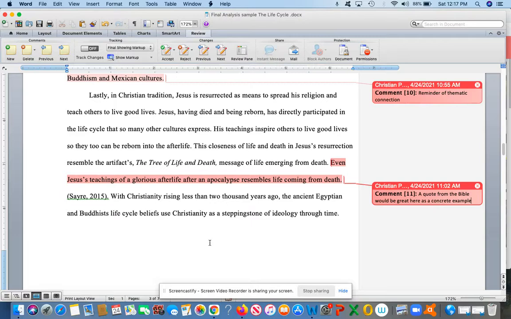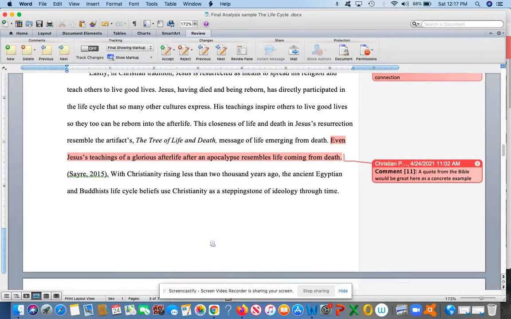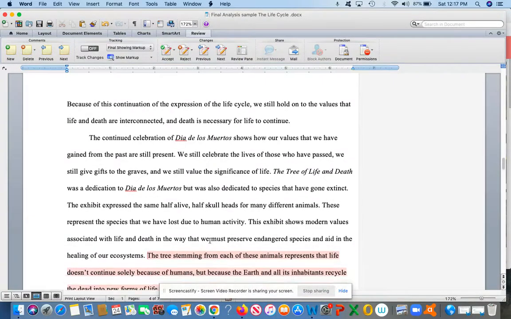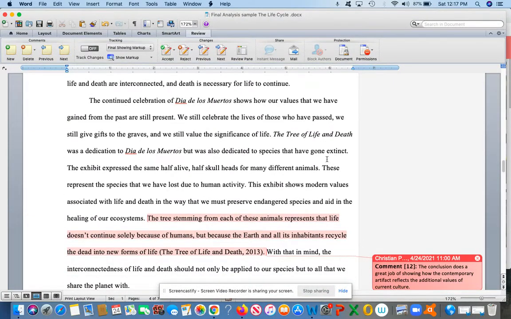So in terms of genre, so the teachings referenced, I'm taking that as close enough, but actually adding in the text would really help lift this piece so that we have a more clear connection to the different genre of literature. Then we have another transition to the conclusion, which does a really great job of showing how the contemporary artifact both reflects what's come up, but also the additional values of our current culture and concerns about the environment.